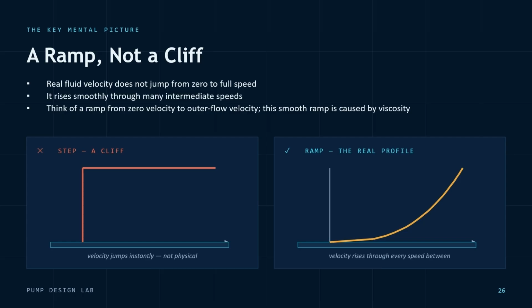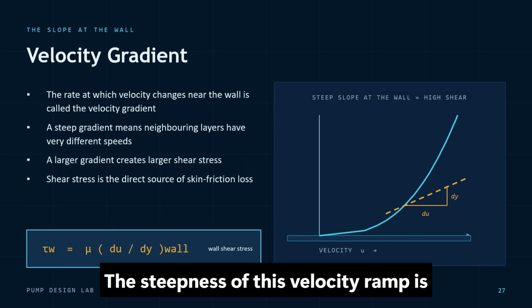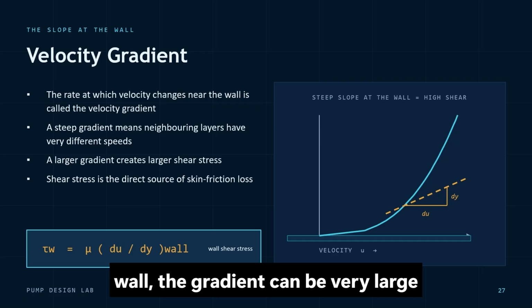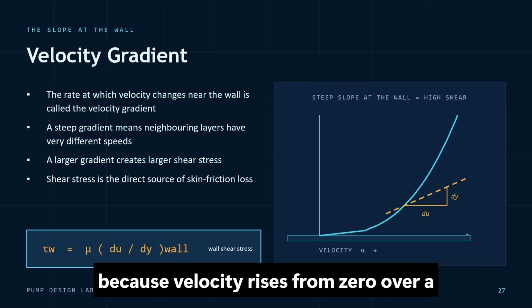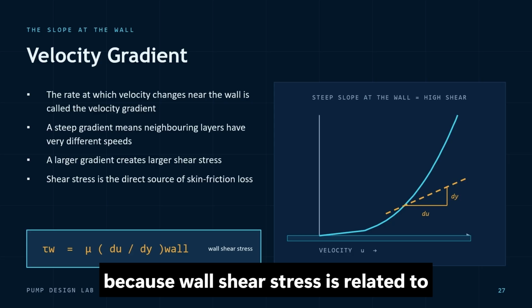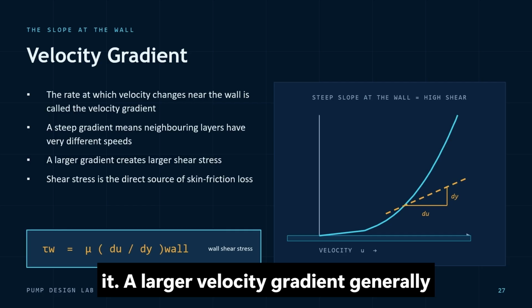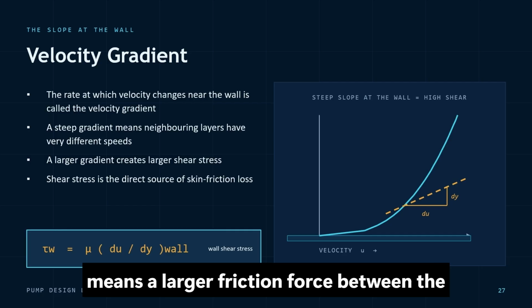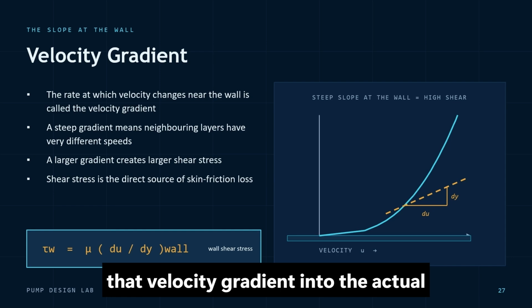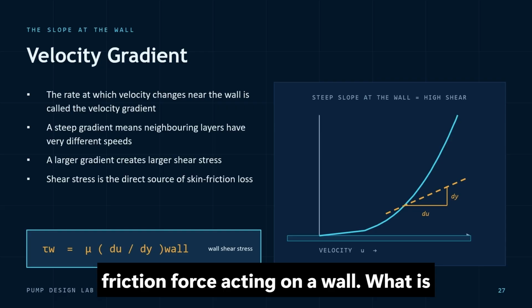Velocity gradient. The steepness of this velocity ramp is called the velocity gradient. Near the wall, the gradient can be very large because velocity rises from zero over a small distance. This gradient matters because wall shear stress is related to it. A larger velocity gradient generally means a larger friction force between the wall and the fluid. Let's now translate that velocity gradient into the actual friction force acting on a wall.